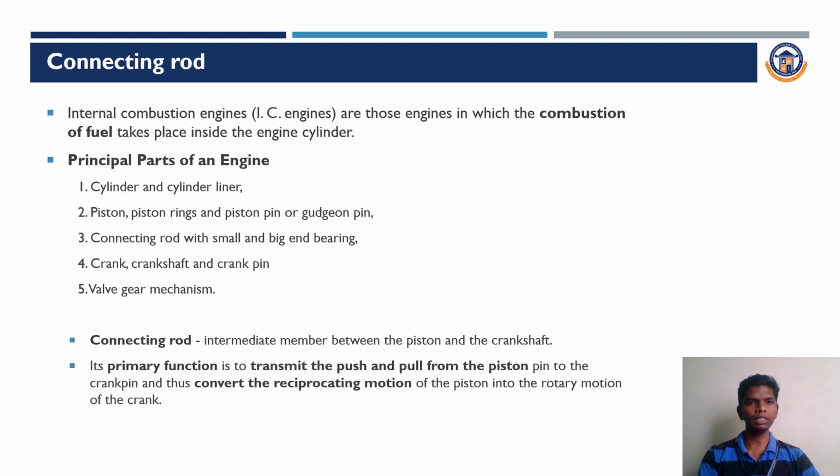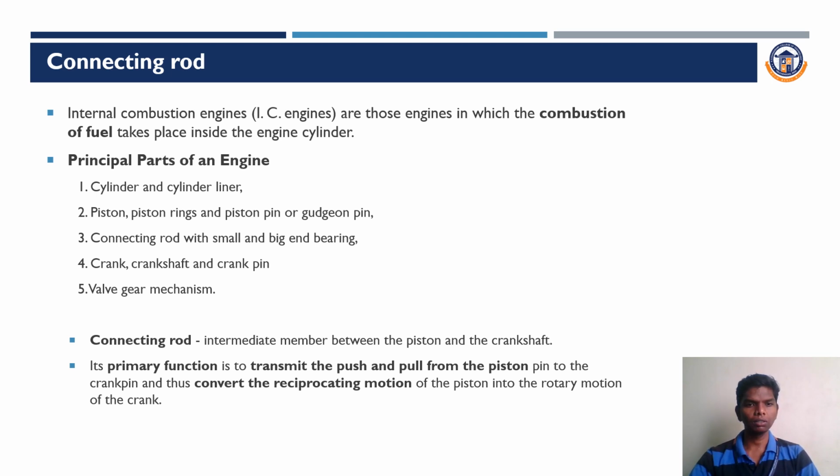First, let us see what a connecting rod is. Internal combustion engines, simply called IC engines, are those engines in which the combustion of fuel takes place inside the engine cylinder. The principal parts of an engine are a cylinder and cylinder liner, piston, piston rings and gudgeon pin, a connecting rod with small end and big end bearing, a crankshaft and crank pin, and the valve gear mechanism.